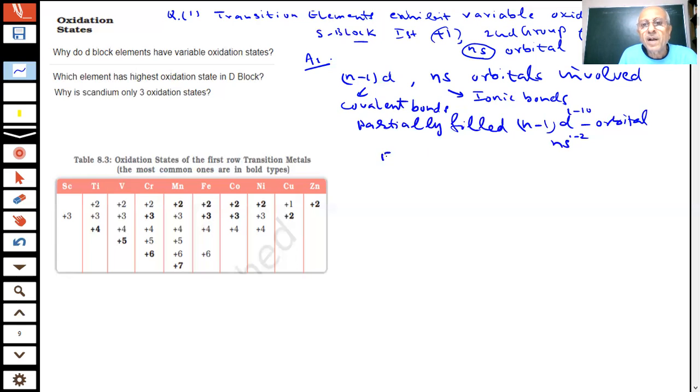But except which element shows only one oxidation state? Question number 2. Every type of question has been asked. Which element, students, will show only one oxidation state? Zinc. Zinc shows only +2.